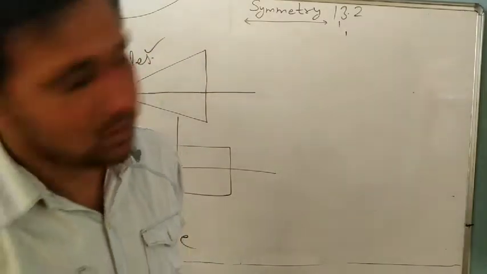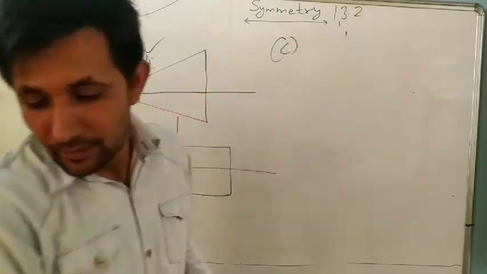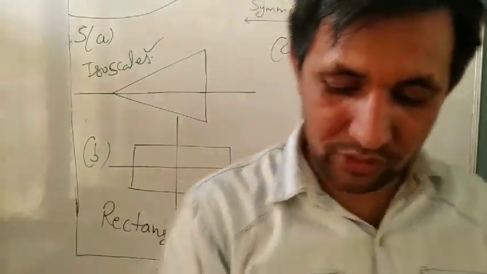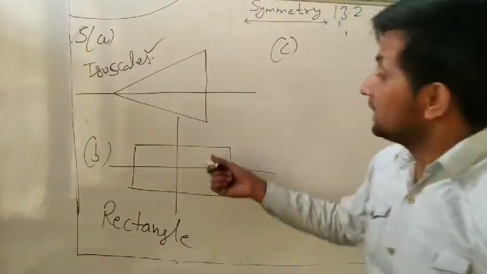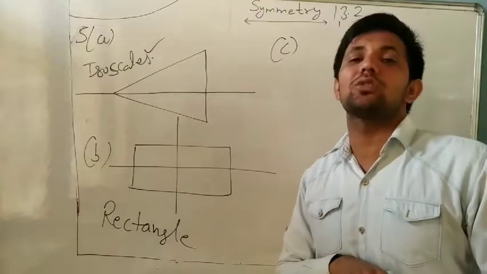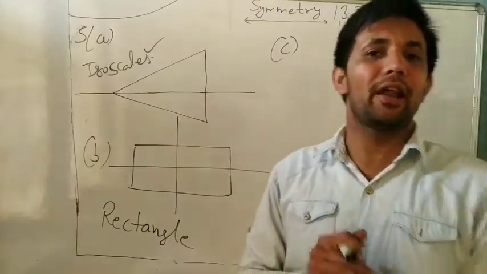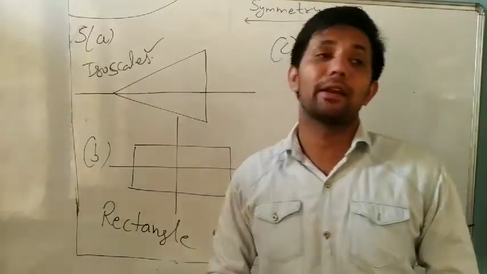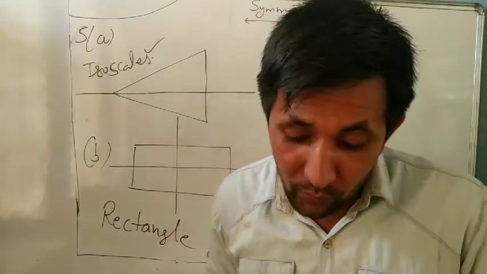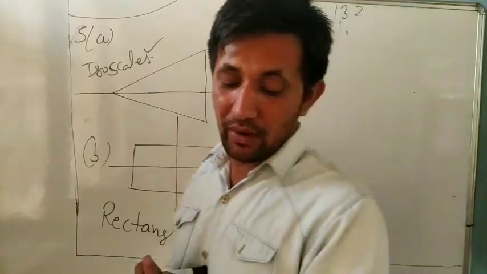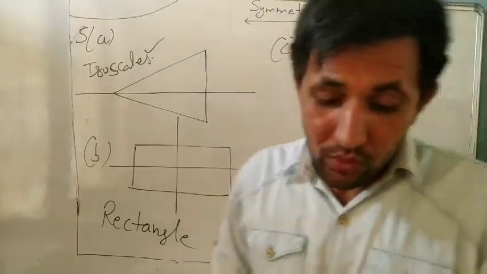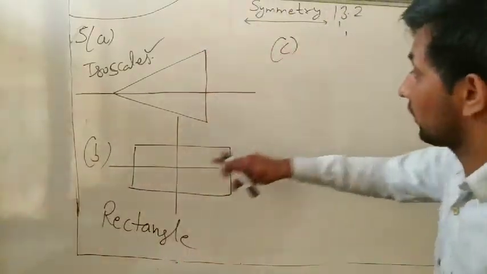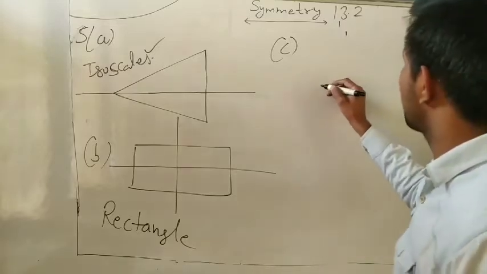Next is C part. A quadrilateral with a horizontal line of symmetry but no vertical. It is also a quadrilateral. Rectangle is also a quadrilateral. Square is also a quadrilateral. Rhombus is also a quadrilateral, and parallelogram is also a quadrilateral. But we have to make a quadrilateral, very important, with a horizontal line of symmetry but no vertical. Only horizontal. So we will make it like this one.